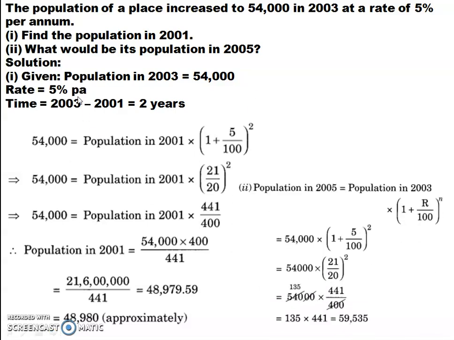Okay, here you have one more question. That is, what would be its population in 2005? The same procedure, but here population in 2005 is unknown. That is, amount is unknown to you. Population in 2003 is directly given in your question. So applying the same formula, you will get the population in 2005 as 59,535.